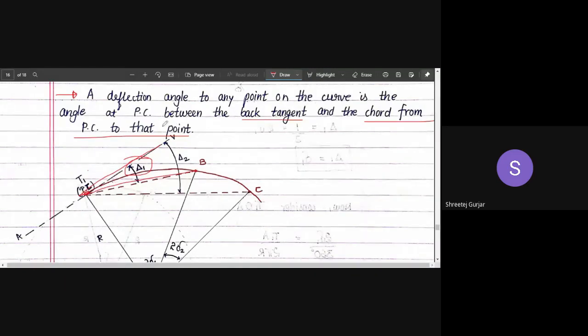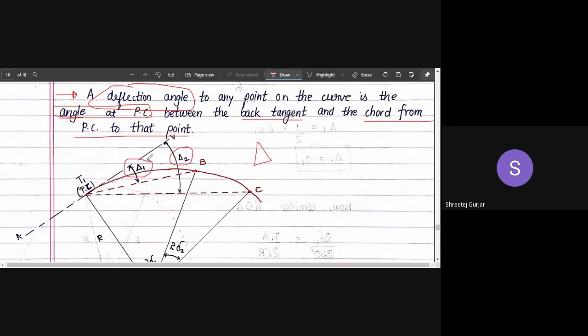The angle at PC, very important, angle at PC. The angle made at PC between your back tangent and the chord at that particular point is your delta 1. Similarly, if I take a point C on your curve and join these 2 points, this is your chord. Then the angle made between this back tangent and your chord is your delta 2, what we call the deflection angle, which we represent as delta.